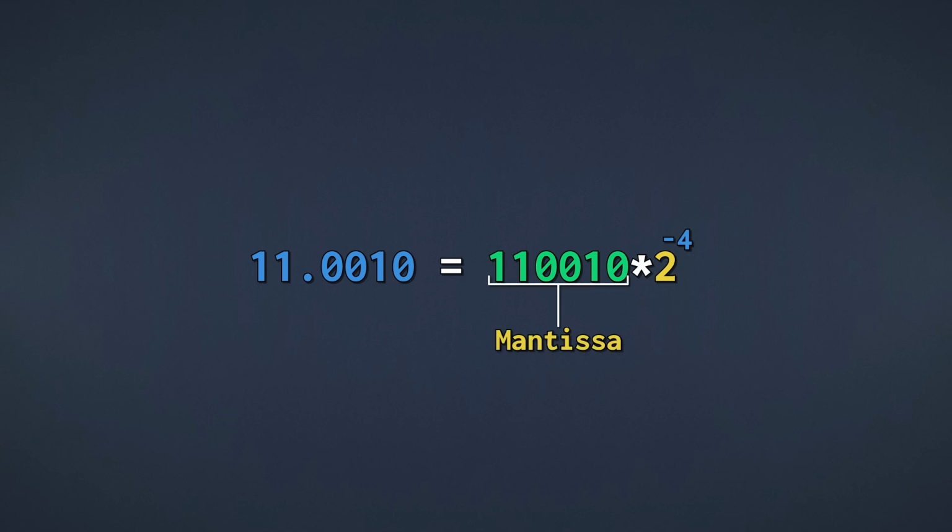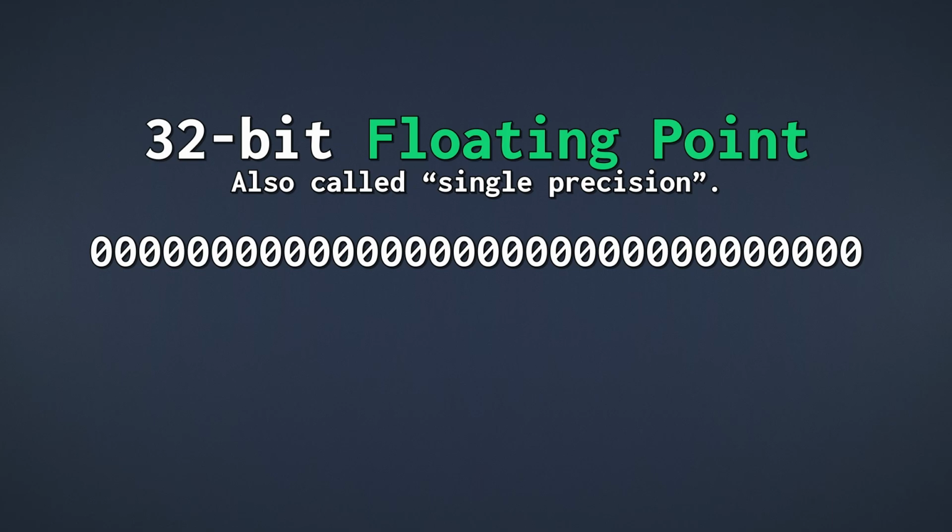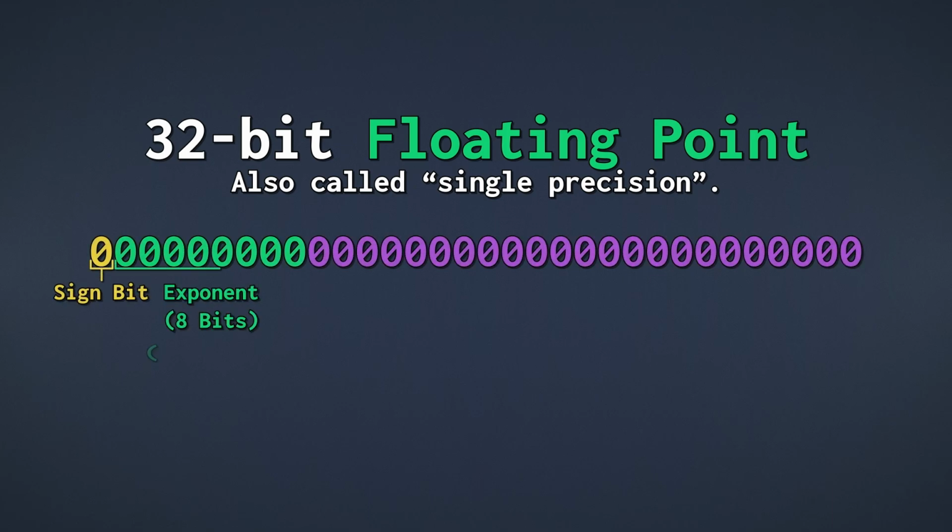And of course, up here we have the exponent. We are going to take these and store them in a binary number. Here we have a 32-bit floating point number according to IEEE 754. This is also called single precision floating point. The first bit is a sign bit. The next 8 bits store the exponent. They use a bias of 127 to allow for negative exponents. Finally, the remaining 23 bits store our mantissa.